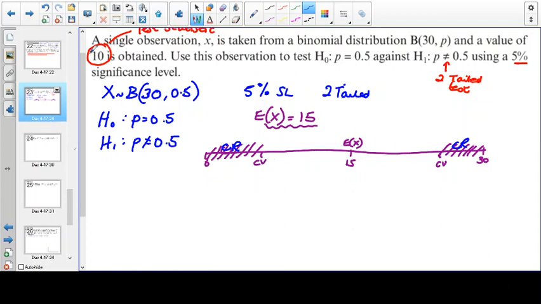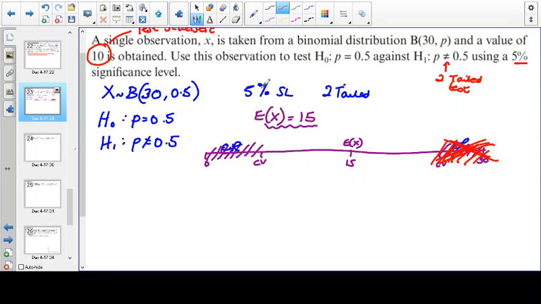Now then, because we have a test statistic of 10, that's less than the expected outcome. So it's potentially only going to fall in this region. We don't really need to bother, it's not going to be up here, so we can ignore that. We don't need to bother working that out. Because we know our test statistic is less than expected, we only really need to consider this bottom end.